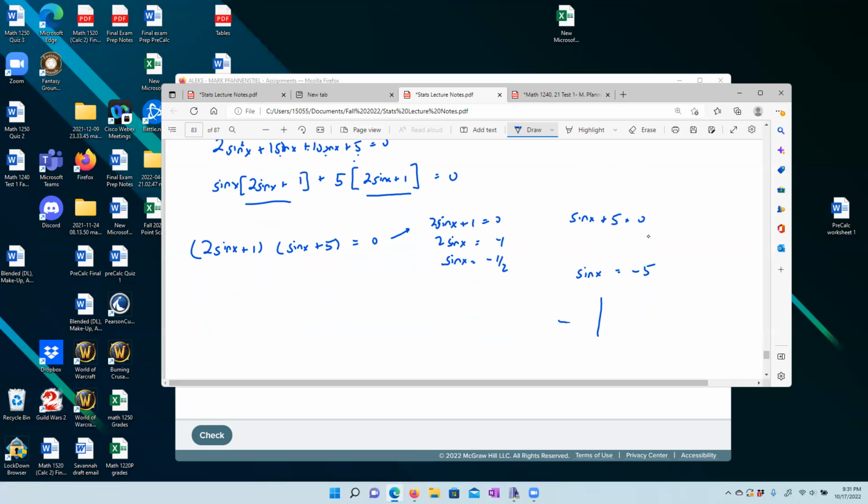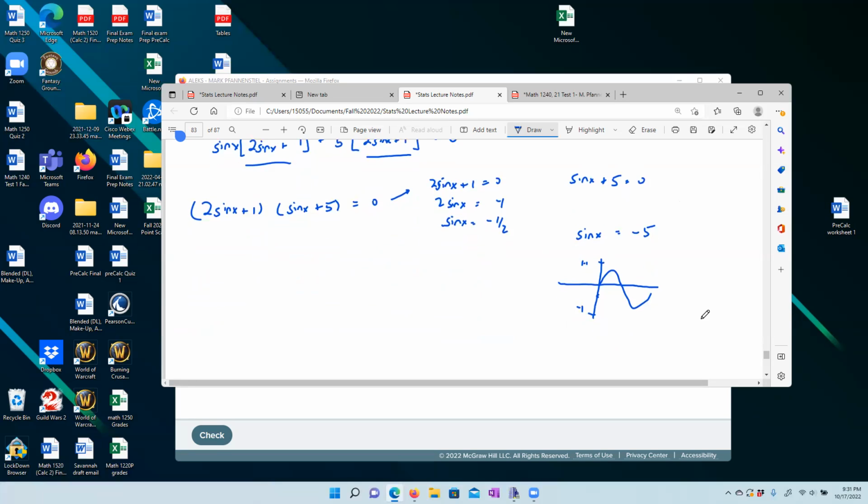Now, when I'm looking at sine x equals -5, what does sine x look like? Sine looks like this, right? And here's a -1, here's a +1. Where the heck is -5? It's down here somewhere. Do these two graphs ever intersect? No, they do not. So in this case, we're going to have no solution here, because these graphs never intersect.